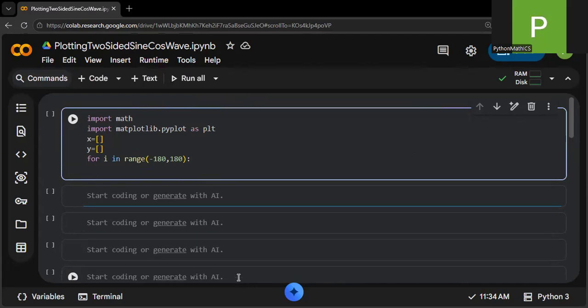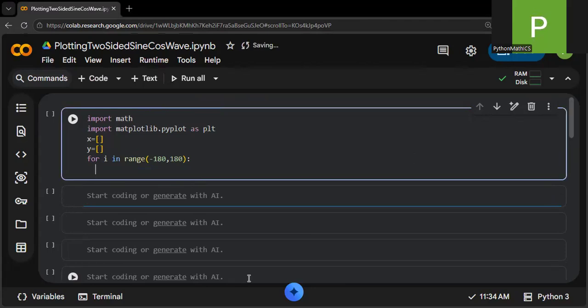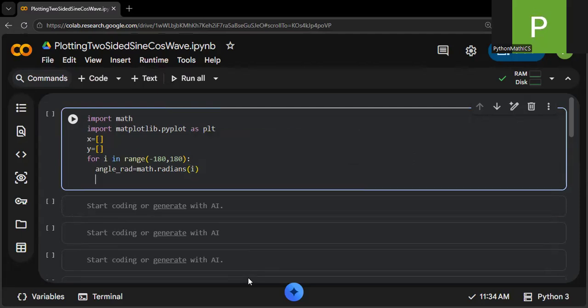Then what is next? How to proceed? So if you recall from the previous lectures, you understand we will have angle conversion in radians. So let's convert the angle in radians. So for example, angle_rad, I write, is equal to math.radians, and I give it the input value of say i. Okay, now this returns the angle in radians.